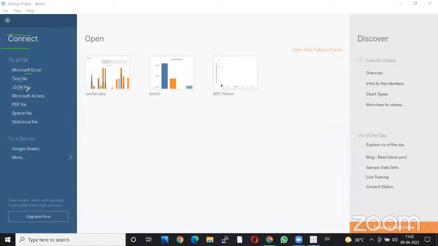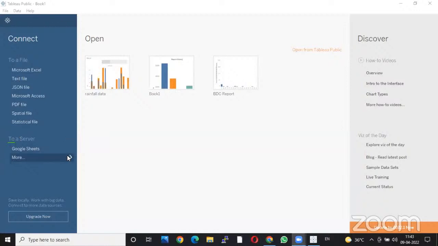If you have a JSON file, you can do that. PDF file, spatial file, statistical file. So these can be connected to Tableau and you can visualize your data. It can be in any format. Apart from this, in the option below, we have To a Server. Like if you want to connect to any server, like Google Drive or any cloud platform, you can connect it to Tableau as well.